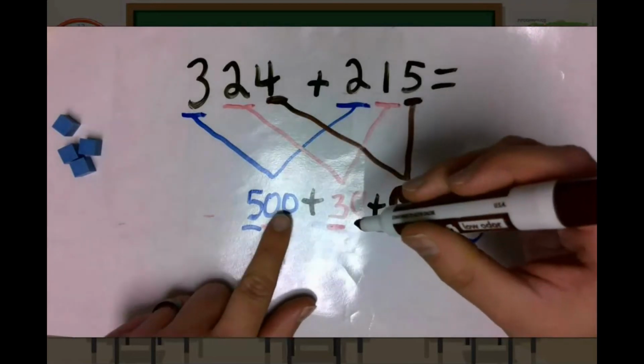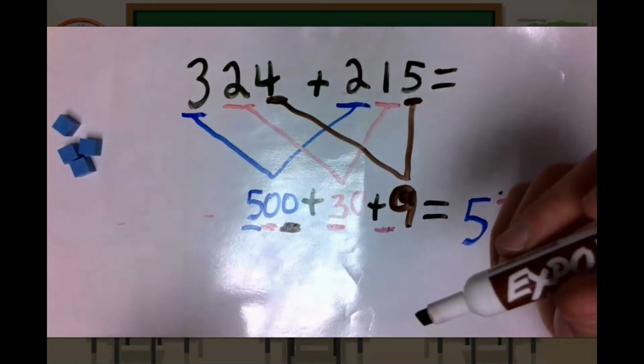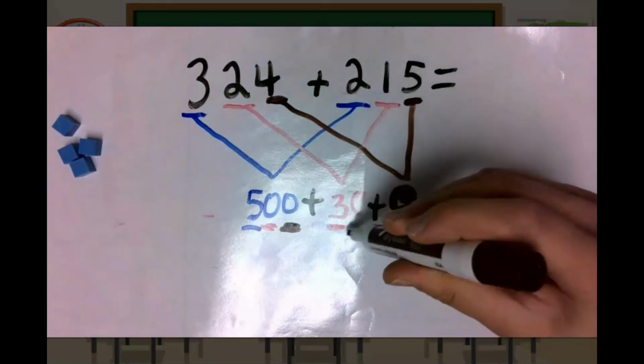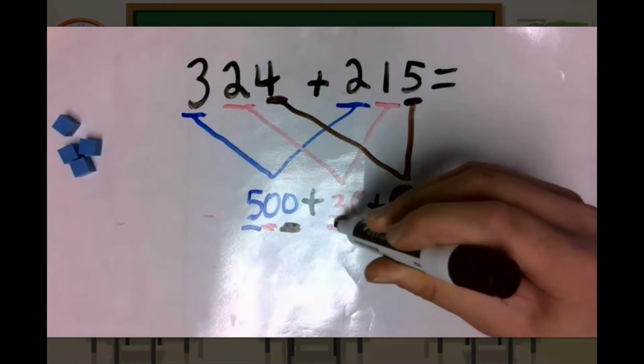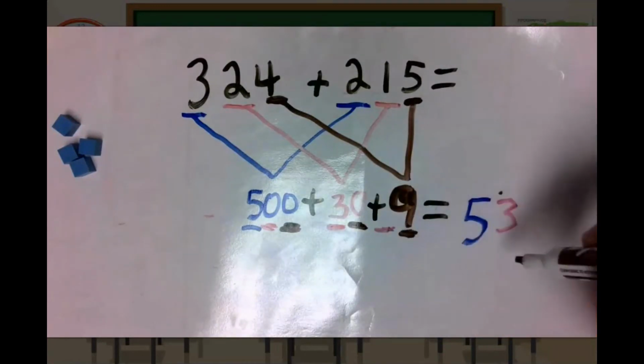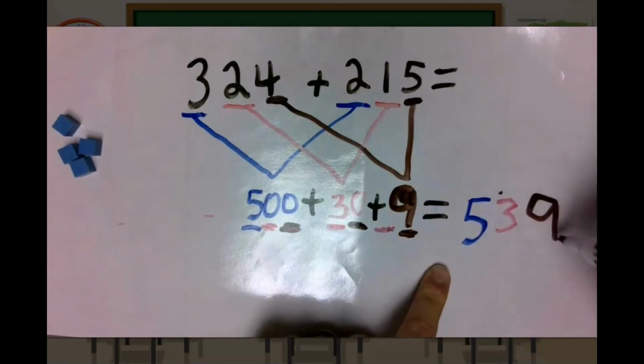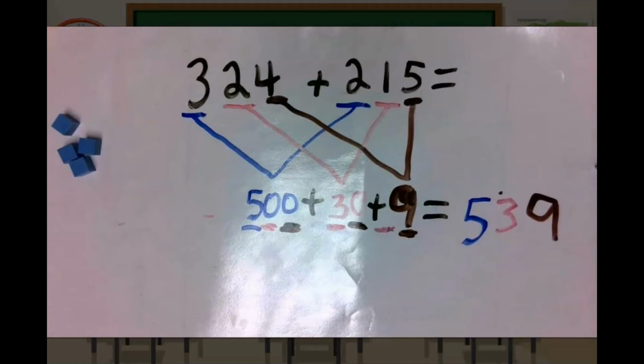Finally, let's do ones. Are there ones in this number, 500? Yeah, that's 0. But does it do anything? No. And is there any ones in 30? Yeah, right here. But again, it's 0. And finally, we have 9 ones. So in total, 0 plus 0 plus 9 is 9 ones. 539.